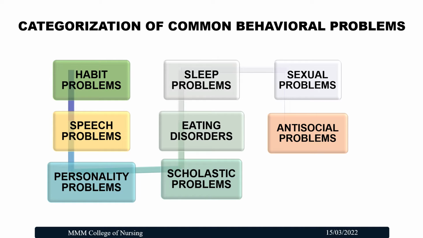Another division is eating disorders, for example bulimia nervosa and anorexia nervosa. Then there are scholastic problems, sexual problems in children, and antisocial problems. All these are the categorization of common behavioral problems in children.